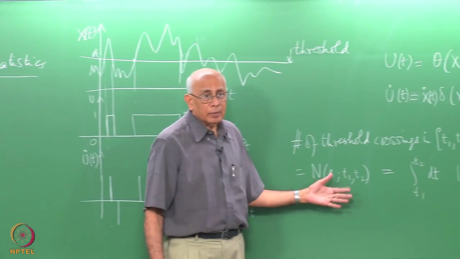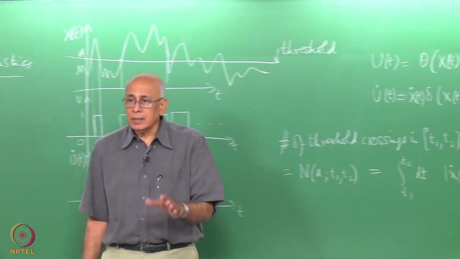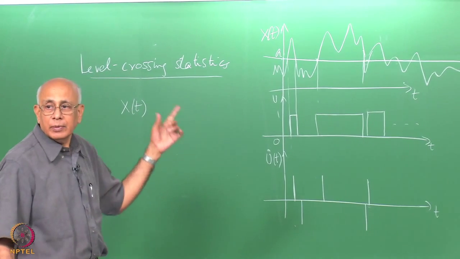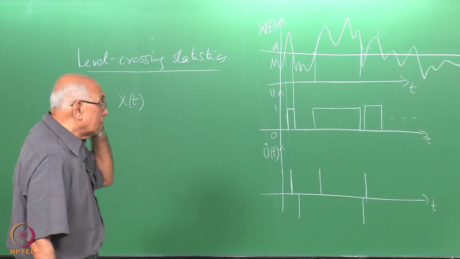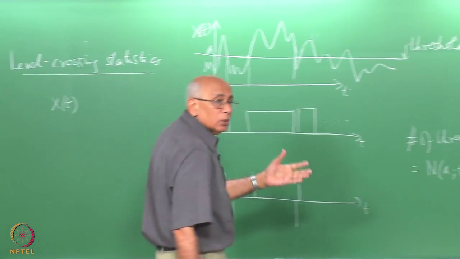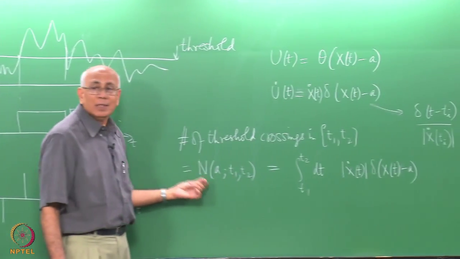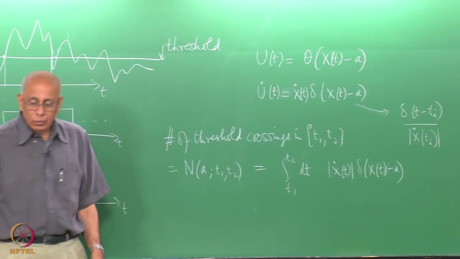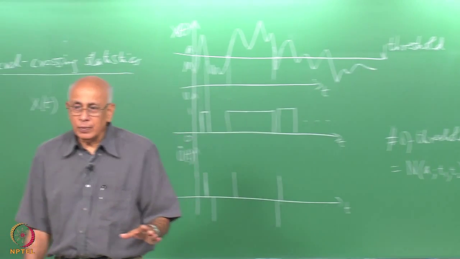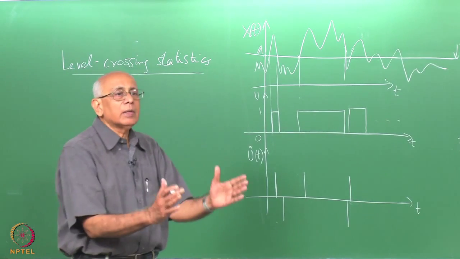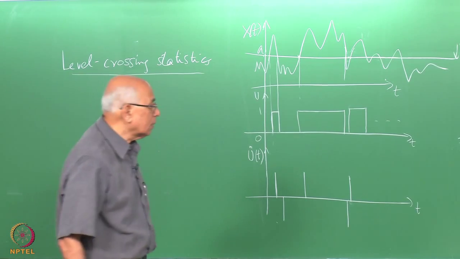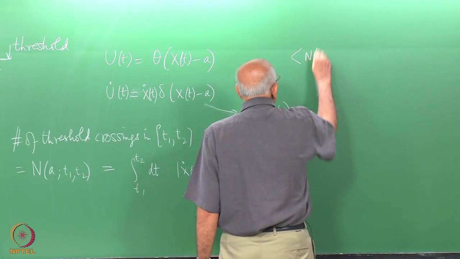Now this is a random variable, because these points t sub i are at random, because x itself is varying randomly with time. Okay. So now we can proceed to look at the statistics of this number n, what's the average number, etc. So we could ask over all realizations of this x of t, different realizations in the given time interval t1 to t2, what's the average number of crossings, level crossings. Okay. So that will immediately be expectation n.